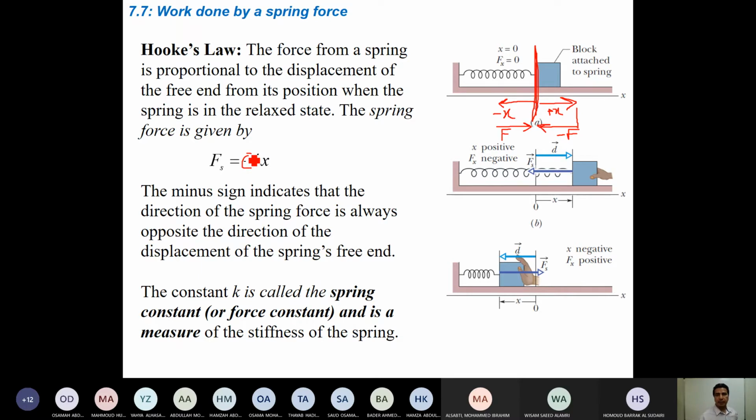Another aspect of this law to look at: suppose that you have k, which is the constant of the spring. It doesn't change for a spring, but from one spring to another spring, the k is different.